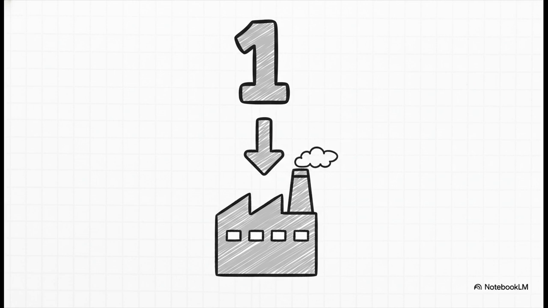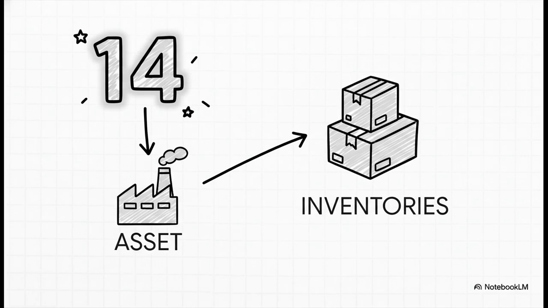So we start here, high level. The number 1 tells us we're looking at an asset. Simple. Okay, now let's zoom in one level. We add the 4. That 4 tells us what kind of asset it is. In this system, 1 to 4, that means we're talking about the company's inventories, all the products and materials they have on hand to sell.